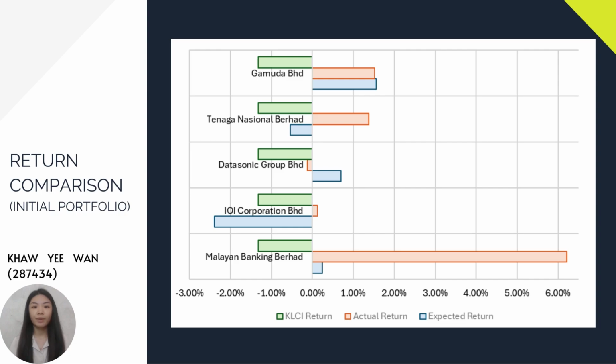Despite some discrepancies, IOI Corporation Berhad and Tenaga Nasional Berhad outperformed their expected returns. Datasonic Group Berhad, however, recorded a negative actual return. Overall, the portfolio demonstrates positive actual returns from key stocks, reflecting effective management of market conditions.